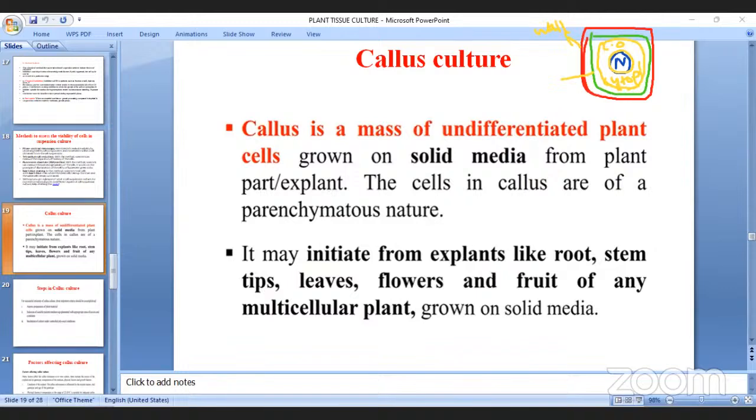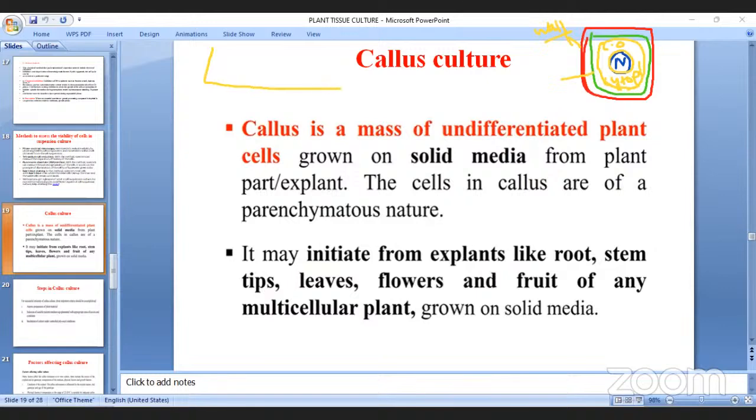Now this entire portion is the complete cell. In the cell, I have the cell wall and the green color plasma membrane. Inside the plasma membrane, protoplasm is there. What is protoplasm? Nucleus and all cell organelles. If you separate the nucleus, the rest of the portion is called cytoplasm. That's it, simple.